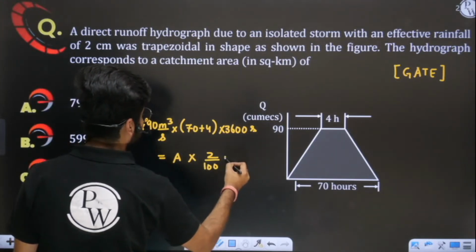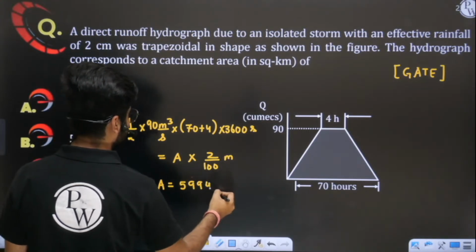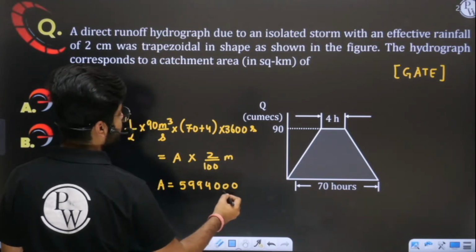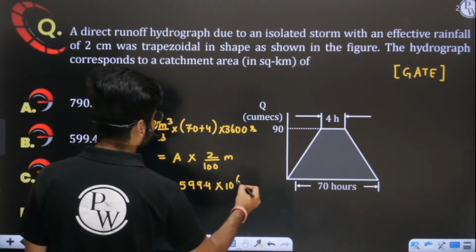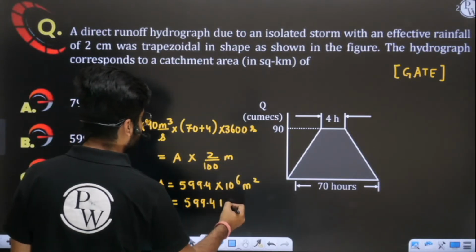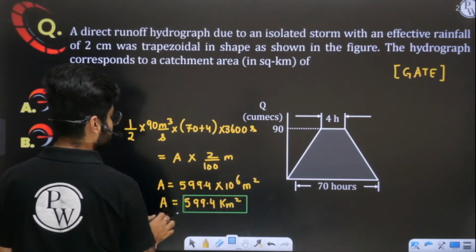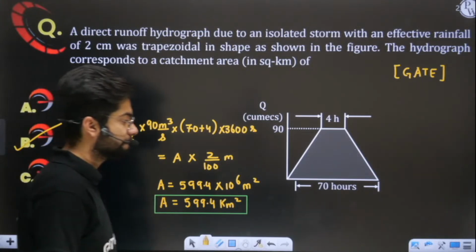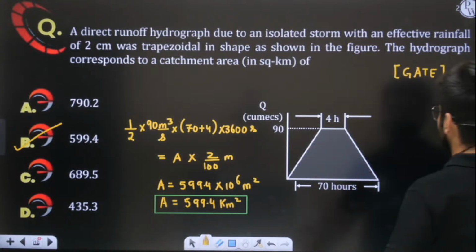Convert it into meter. So from here you will get the area as 599.4 into 10 power 6 meter square. When you convert it into kilometer square, you will get 599.4. Okay, so this is your answer. That means B option is correct here. Yes, B option is correct. Perfect. So you are able to solve the GATE questions now.